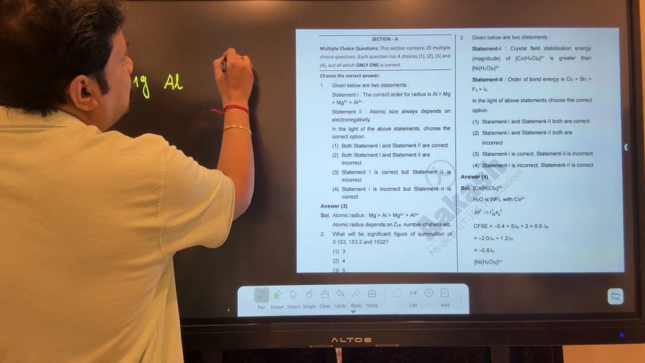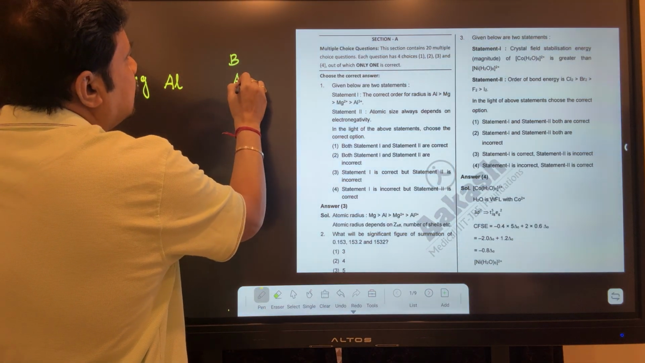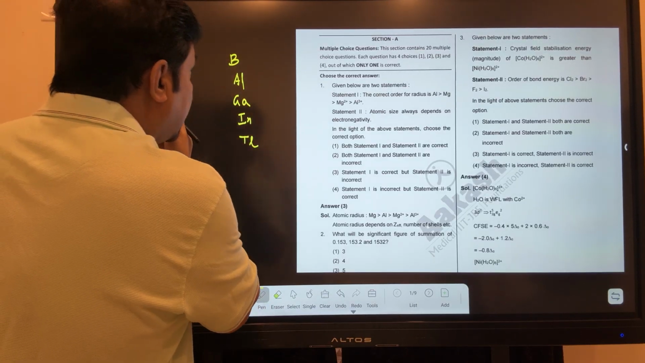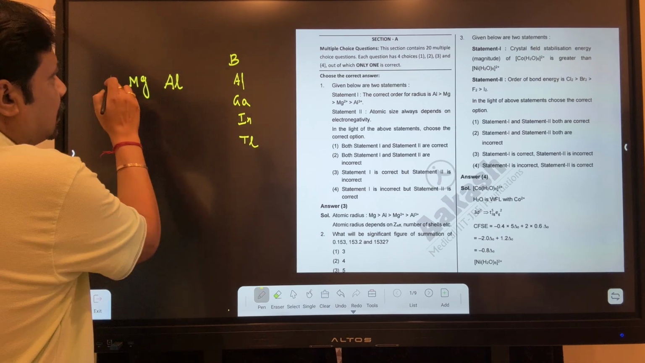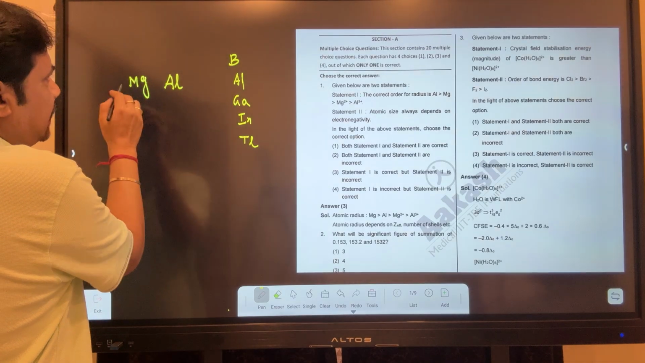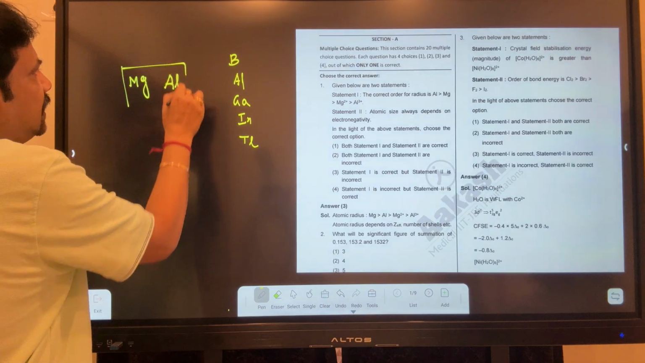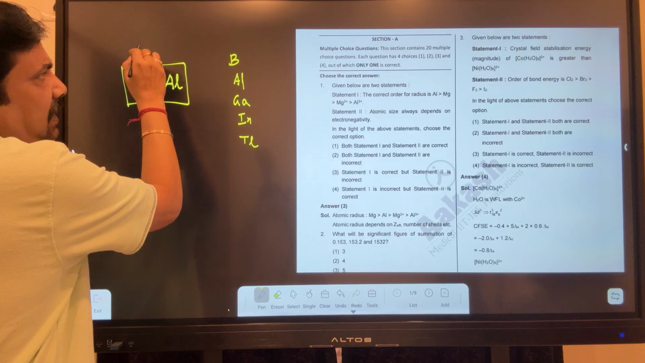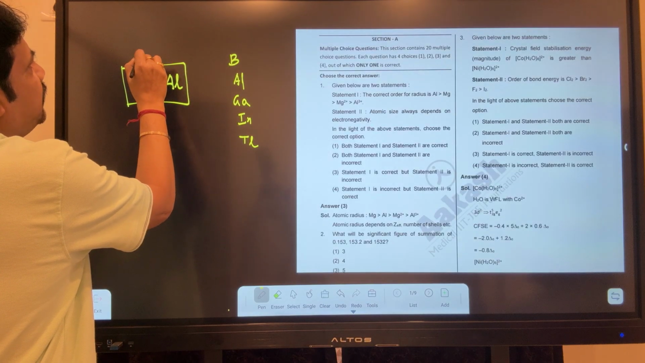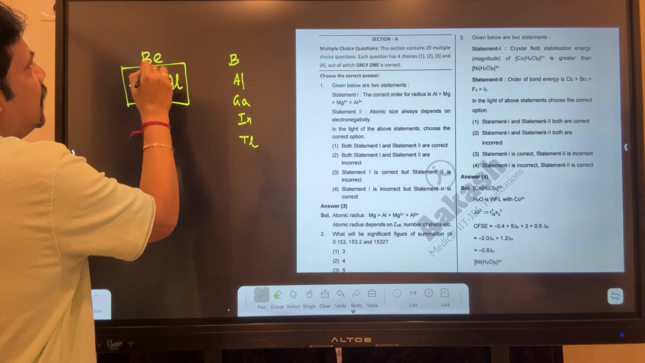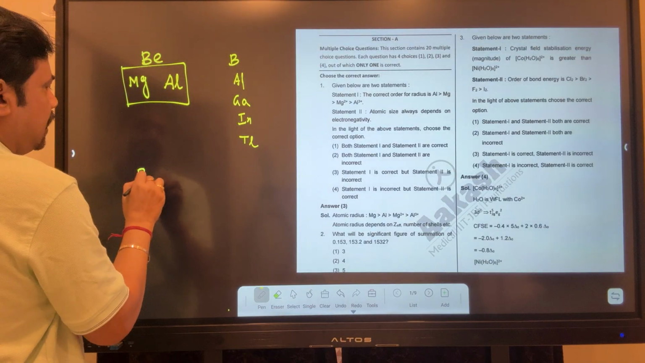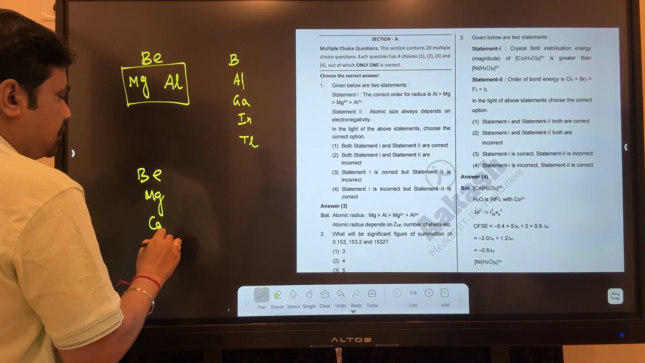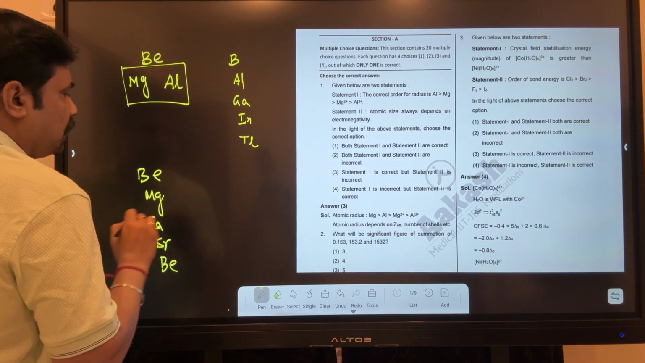Now if I look at the group boron, aluminum, gallium, indium, thallium, whereas if you look at the magnesium position, magnesium is before the aluminum, because magnesium is a third period element. So here beryllium, magnesium, like that situation will come. Beryllium, magnesium, calcium, strontium, barium, like that it will come over here.